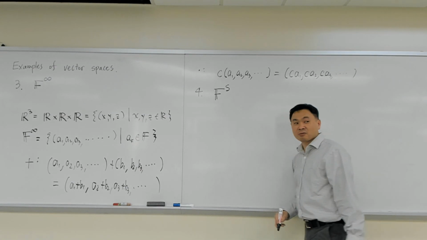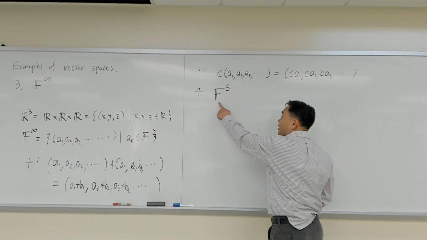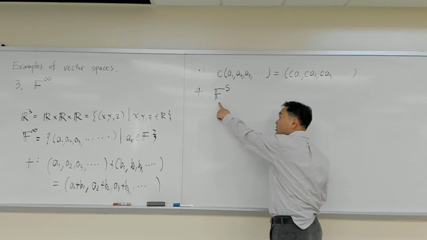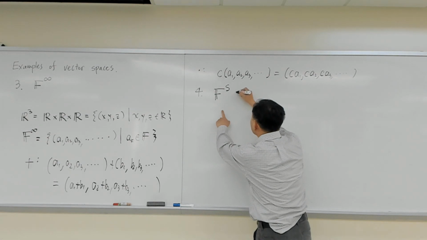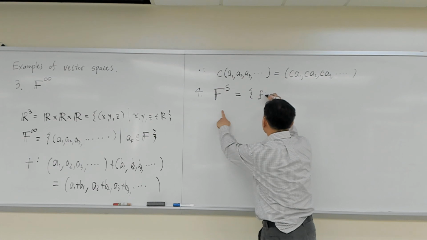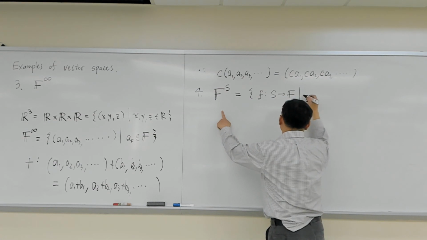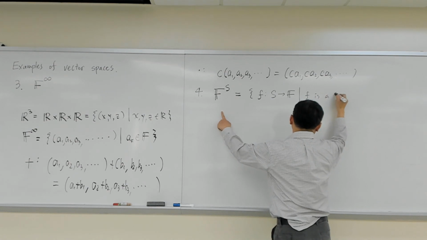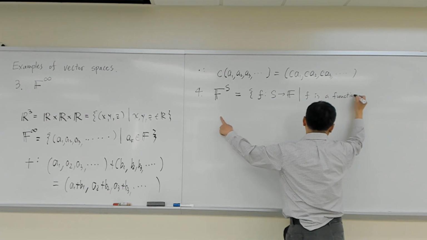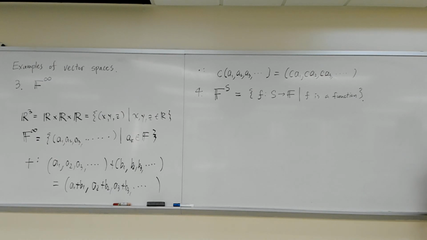Okay, number 4. That's a very strange notation here. So S is a set, F is some field, and this means it's a set of all functions from S to F. And that's a vector space.